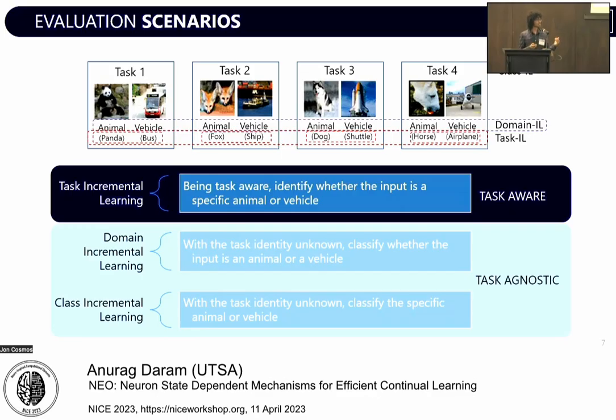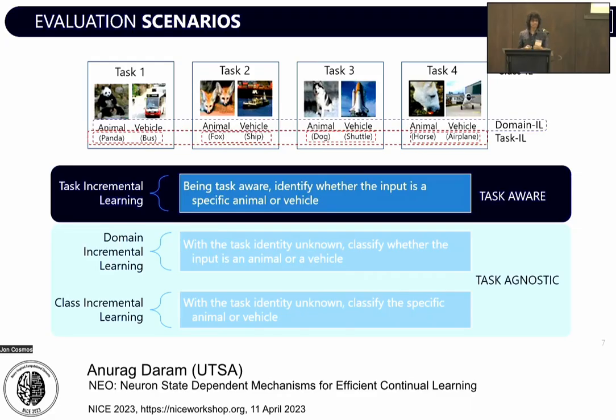And then a much more challenging scenario is the domain incremental learning scenario, in which the task identity is not provided to the model. However, it has to just determine which class the input belongs to. So basically, it does not care about the exact identity of the input sample it's getting. For example, it has to just be able to classify whether it's an animal or a vehicle. If we give it a panda or a fox as an input, it just has to classify that it's an animal. And suppose it's given a ship or an airplane, it should just be able to classify it as a vehicle.